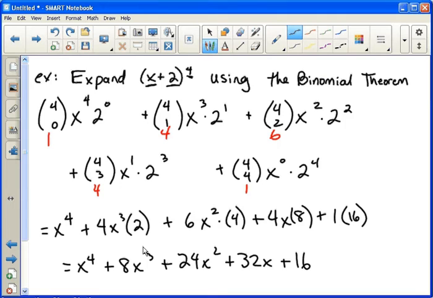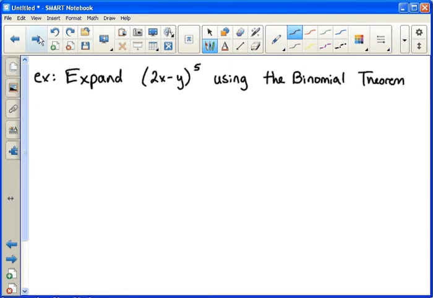Okay, so let's try this with a few more. (2x minus y) to the 5th. Okay, so my a is 2x and my b is negative y. And that's important. Make sure you keep the negative with it. So let's start with the coefficients. 5 choose 0. 5 choose 1. 5 choose 2.